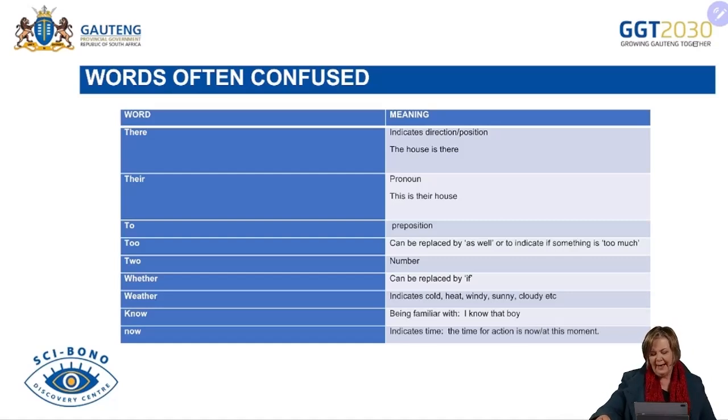Right, the second one is now. Right, and that indicates time. What are you doing now? Ooh, I am teaching a virtual streaming lesson now. At the moment, I'm teaching a lesson. At the moment, you are watching and learning and hopefully writing information down. So that would refer to time.